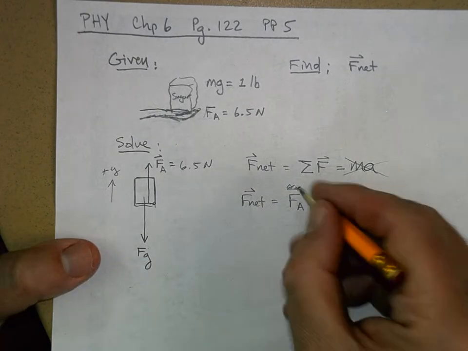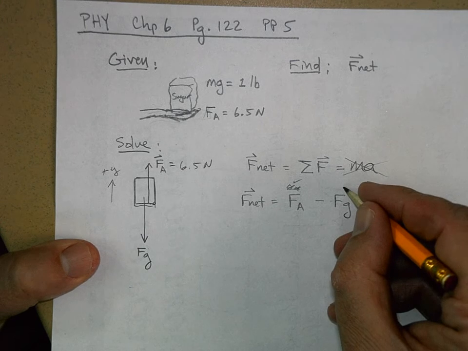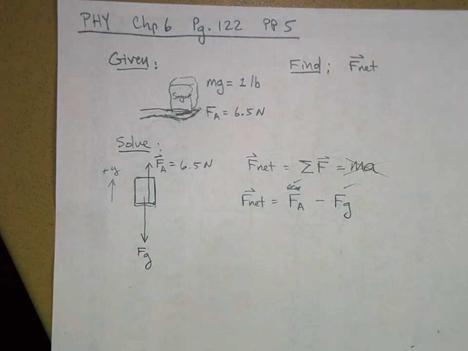Now this is 6.5 newtons, but this is 1 pound. I can't add newtons and pounds together. If I do, I will literally crash a spacecraft into Mars. Have you ever heard that story? In 1999, NASA sent a probe to Mars.